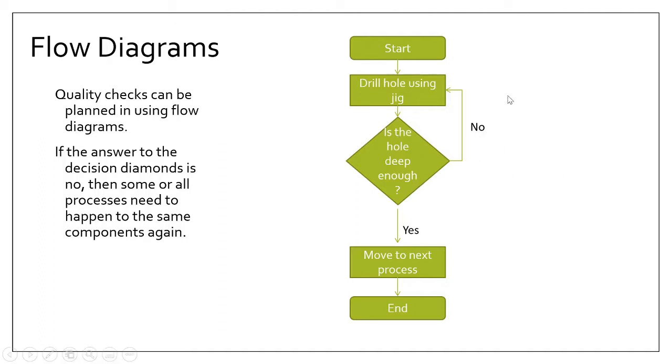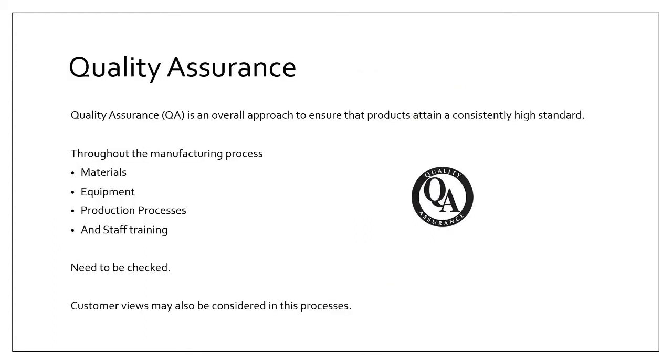No. Then you go back round again and you have to drill the hole using the jig again. And that is the quality control check. You check if it's right, if not, go back round and start again. If it is, move on to the next process. Now this can be expanded to be a much more complicated diagram. It might be that you have to scrap the material depending on what it is. Like, is the cut accurate? No, then you might have to scrap material and start again from scratch. But that's how you build it into the process as you are doing it.